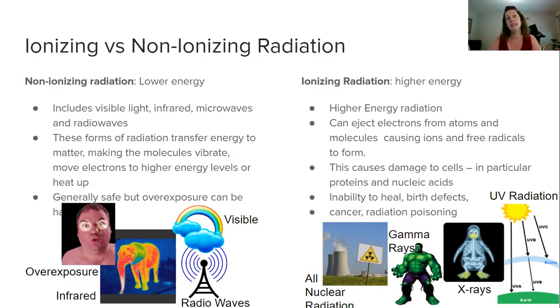On the other hand, ionizing radiation has much higher energy. They can eject electrons from atoms and molecules. It causes ions and free radicals to form. This can damage cells, particularly the proteins and the nucleic acids, which you might remember from biology are incredibly important in your biological development. This could give an inability to heal, birth defects, cancer, radiation poisoning. And this could come from UV radiation, gamma rays, X-rays, and any type of nuclear radiation.